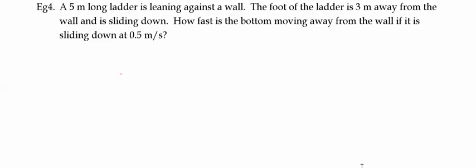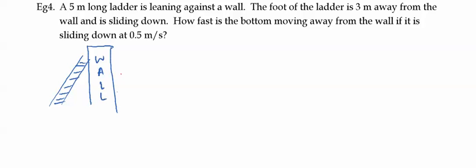Example 4 is a typical IB question that you can see on the past IB exam often. A 5-meter long ladder is leaning against a wall. So here is my ladder, and here is the wall. This ladder is 5 meters long. The length of this ladder is not gonna change.